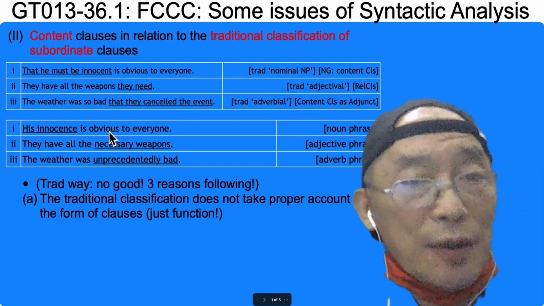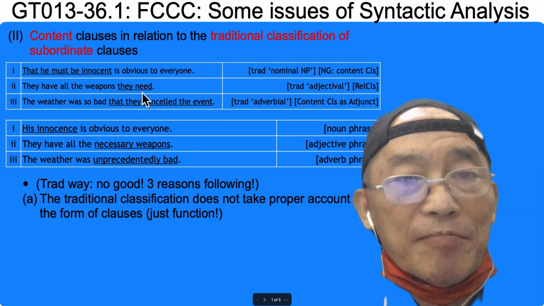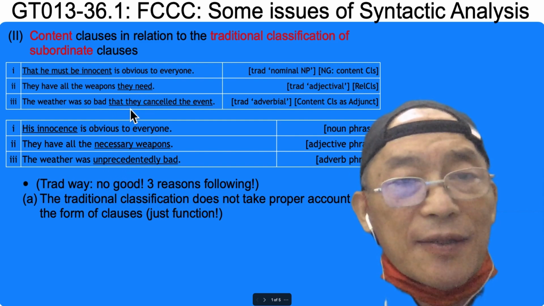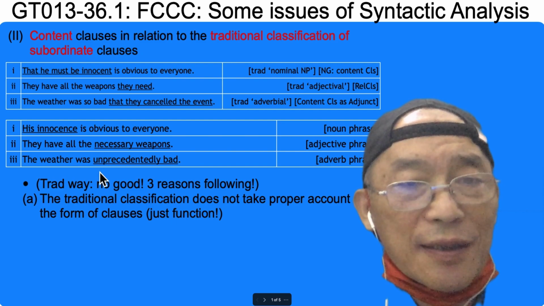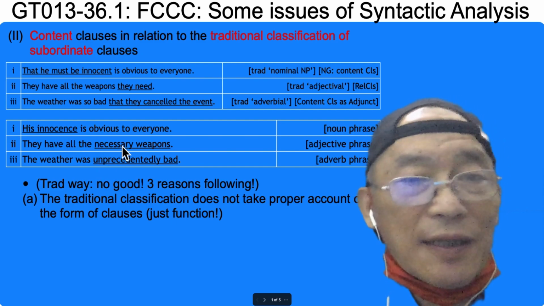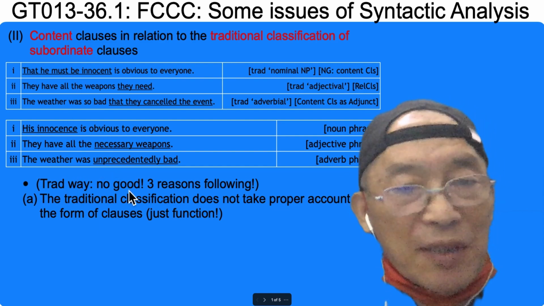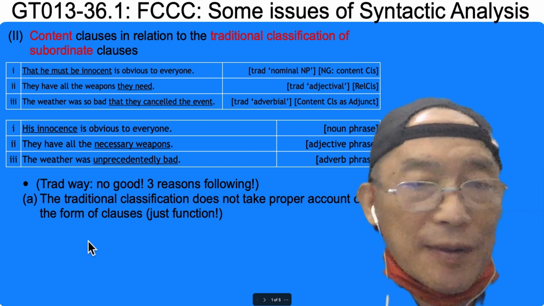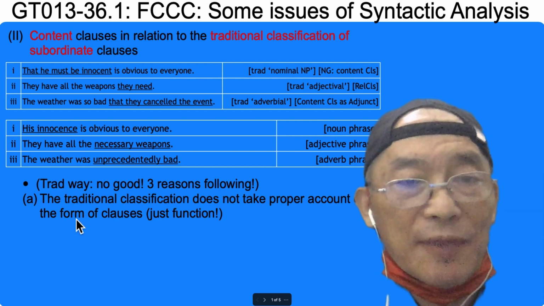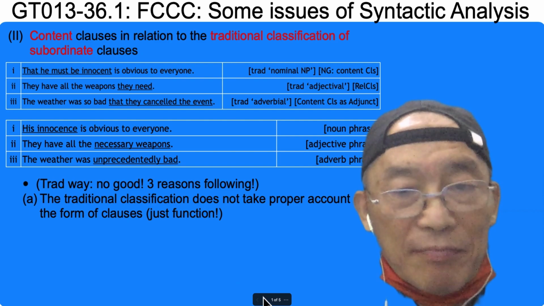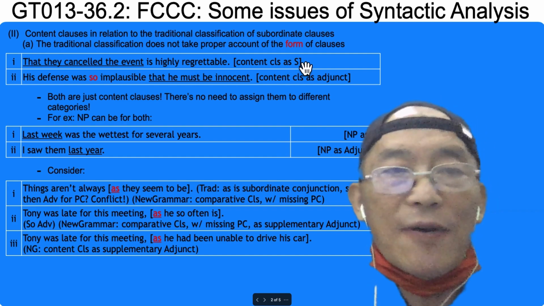And traditional grammar would put a noun phrase for this one, adjective for this one, adverb for this one. So they are claiming that these are equal to this: noun phrase, adjective phrase, and adverb phrase. Well, that's no good. No good because of the 3 reasons. And the first reason is that they didn't account for the form, the look of a clause. Let's take a look. So the first reason regarding the form.